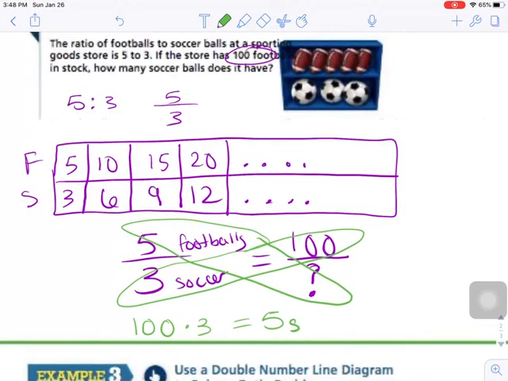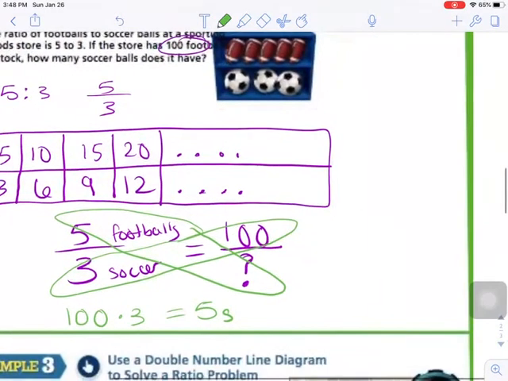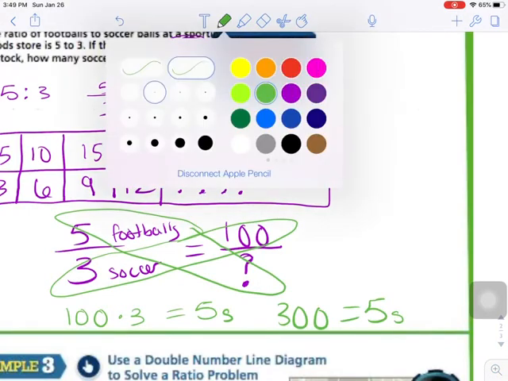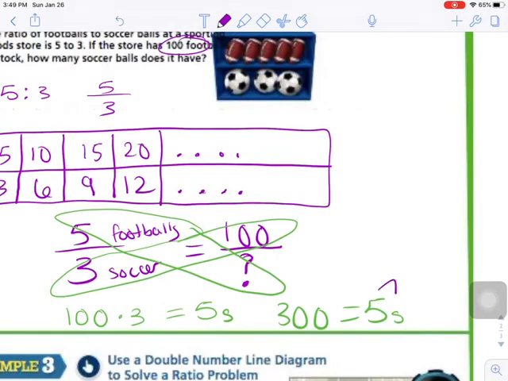So 100 times 3 we know is 300. I'm going to set this over here, more room. So we have 300 equals 5 times S. And hopefully you guys remember from our last unit, when a number is right next to a variable, this means to multiply.